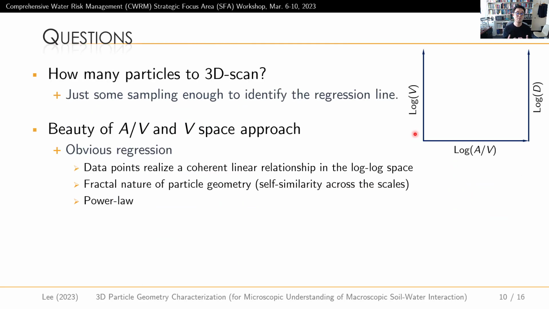Okay, then how many particles do we need to scan? Just some number of particles that are enough to identify the regression line will be enough. The beauty of this approach is that the regression is very obvious. You may see the data points are not scattered, and that typically reveals a very coherent linear relationship in the local space. That's because of the fractal nature. The geometry is self-similar across scale, so mathematically it shows a power law. So that is actually a straight line in local space.